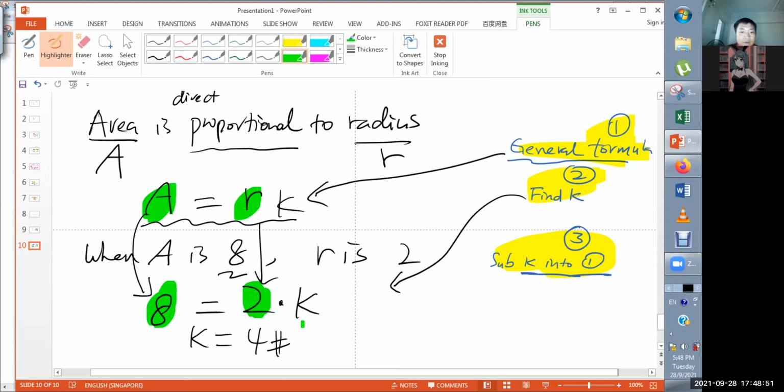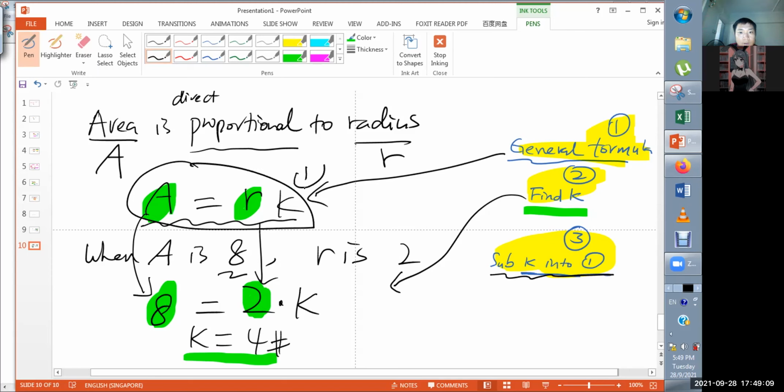So you have completed your step 2, right? K equals to 4, right? Find K. Can you see? So K equals to 4 already. So now what is your third step? Sub K into 1. Where's your 1? This is your 1, right? The general form.